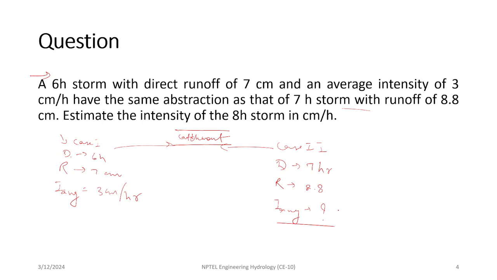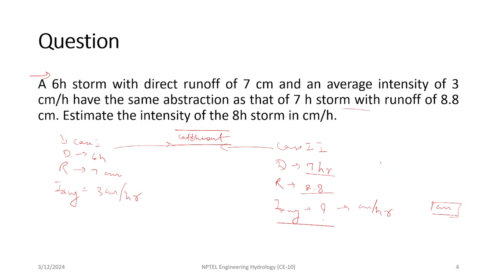See, I average is asked, so definitely it will have a unit of centimeter per hour. This rainfall intensity we want to compute in centimeter per hour. We already have the duration, that is 7 hour. Now we need only the centimeter, that is the depth of the rainfall, right? So how can we get the depth of rainfall? We need runoff, 8.8 centimeter. Yes.